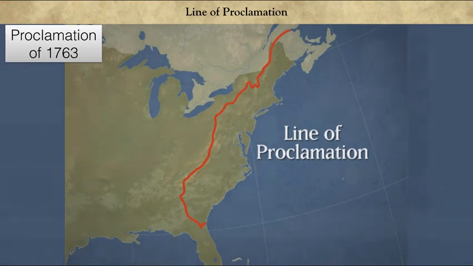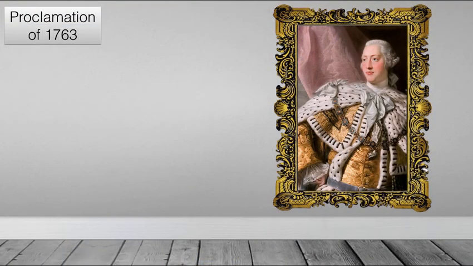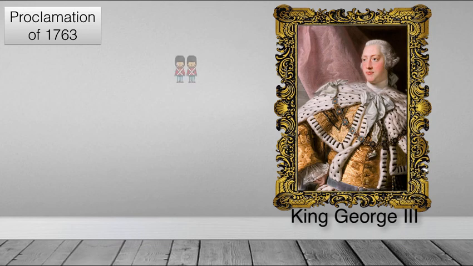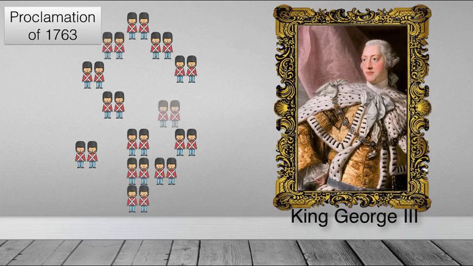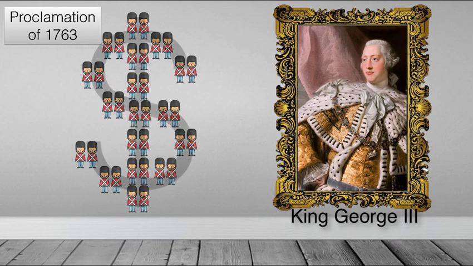Here we see a portrait of King George III, who became King of England just as the French and Indian War was ending. In order to enforce the Proclamation of 1763 and to keep peace between the colonists and the Native Americans, the British government planned to station a permanent army of 10,000 soldiers in America. The only problem with this plan, from the British point of view, was how to pay for the cost of keeping such a large force in America.